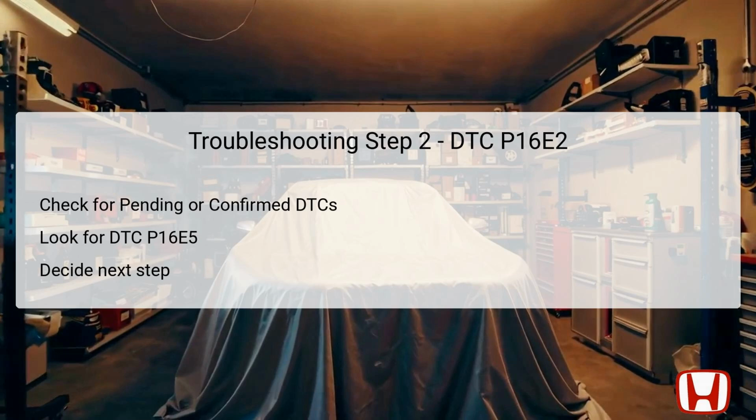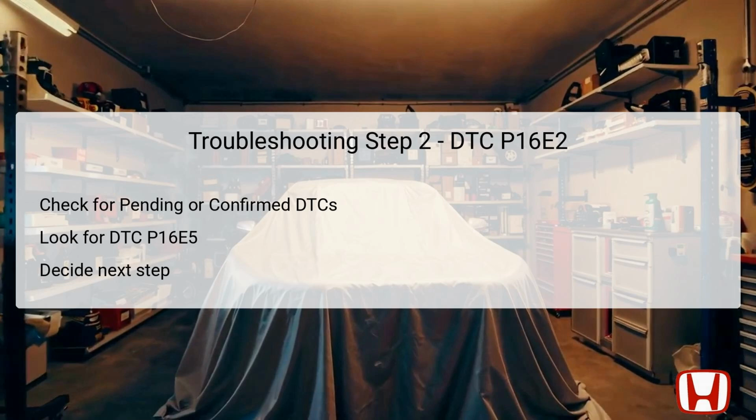In the second step, you will once again check for pending or confirmed DTCs using the HDS. Confirming the state of the DTCs is fundamental to understanding the issue's coherence with the electrical systems of the vehicle. After this, you will specifically look for the presence of DTC P16E5, which indicates a related PGM-FI DC-DC converter LIN communication error. If P16E5 is indicated alongside P16E2, it suggests additional complications in the communication lines or components overall.